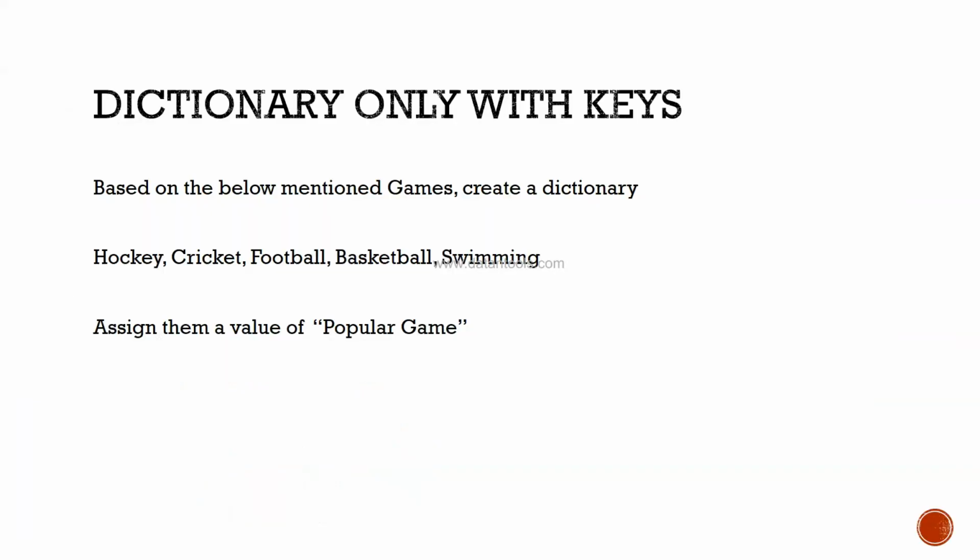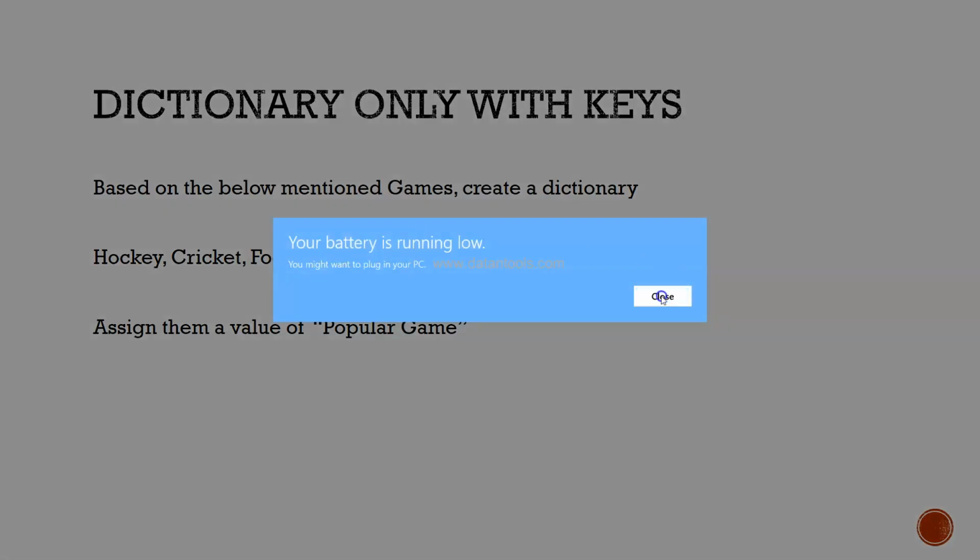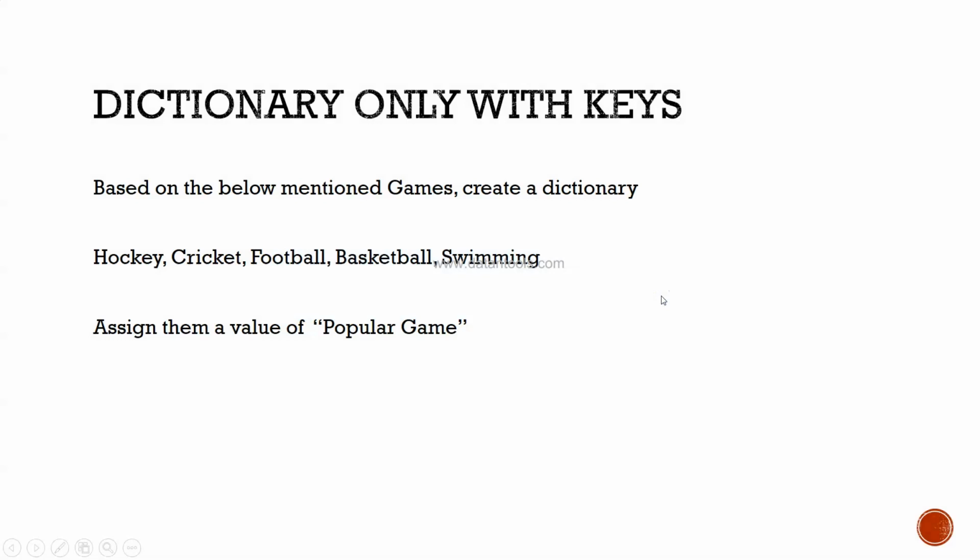Okay, quiz time. Dictionary only with keys. Based on the below mentioned games, you need to create a dictionary, and the games are hockey, cricket, football, basketball, swimming, and you need to create that, and after that you need to assign a value 'popular game' to all of these keys. If you find any difficulty in doing that, then just watch the video again. But even after that, if you have any question, let me know in the comments and I will respond to you. With that, I will meet you in the next topic.